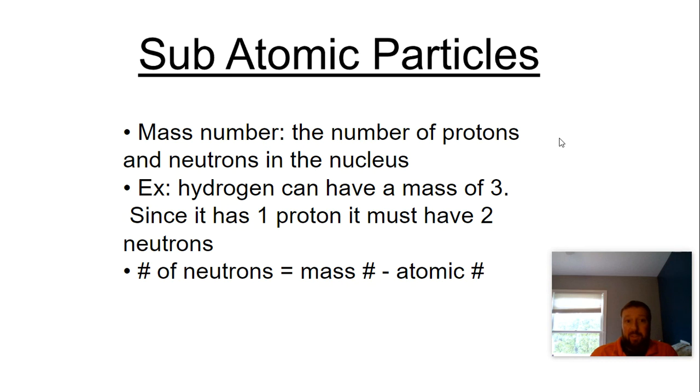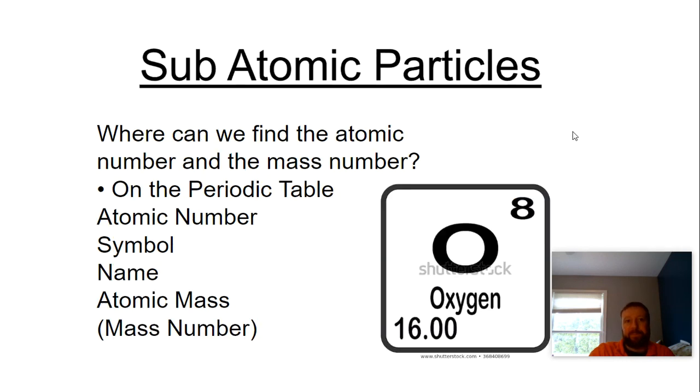The mass number, which is the protons and the neutrons, now that's a little bit different. If hydrogen had a mass of 3, it's not going to change. It still only has 1 proton, but it must have 2 neutrons because the protons plus the neutrons has to equal the mass number. Another way to think about it is if we want to find the number of neutrons, it's the mass number minus the atomic number.